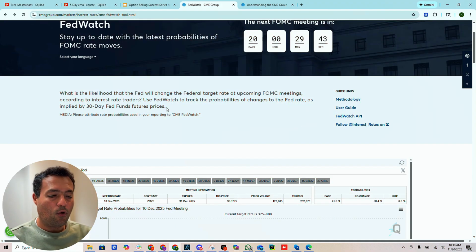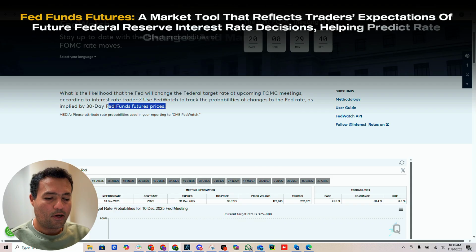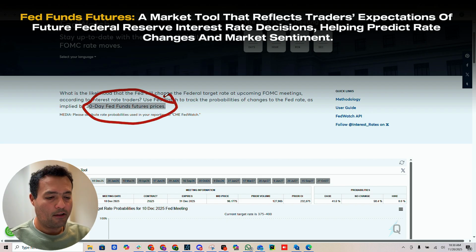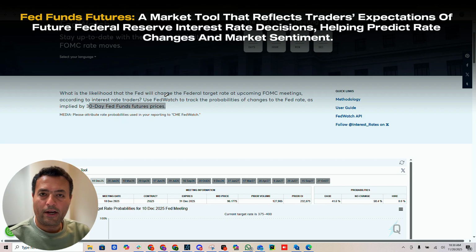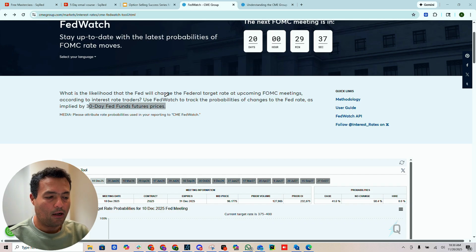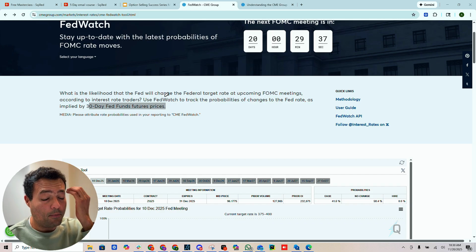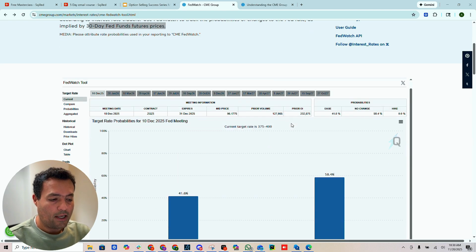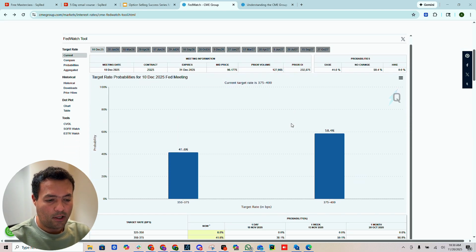Based on that, what this tool does is take into account 30-day Fed funds futures prices. Now, what are these Fed funds futures prices? There are futures available in the market on the Fed funds rates that you can trade regularly, buy and sell. There are no options available, I guess, on them, but you can go long and short. Now, based on those, what this tool does is calculate the probability, and I'll show you exactly where these numbers are coming from.